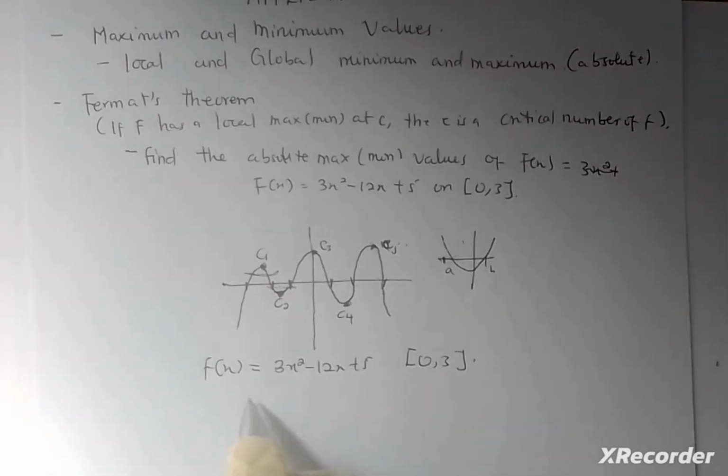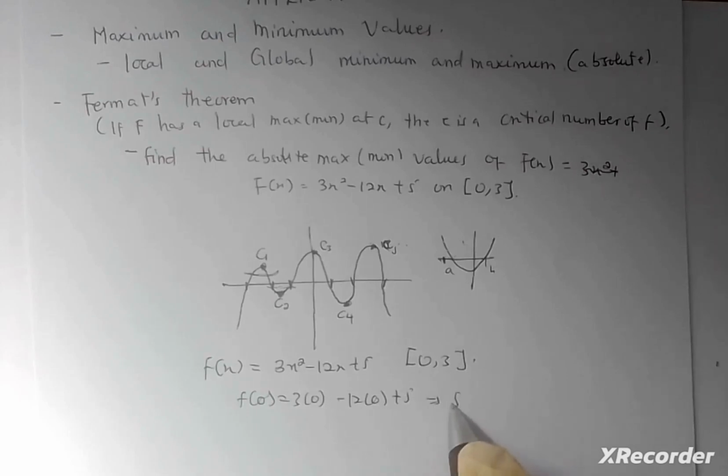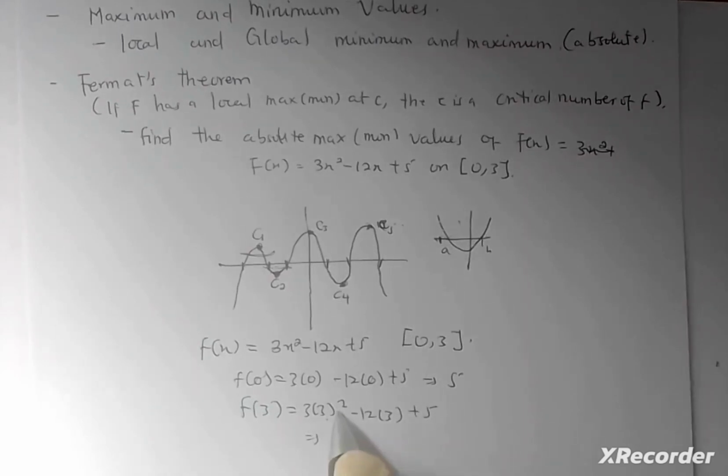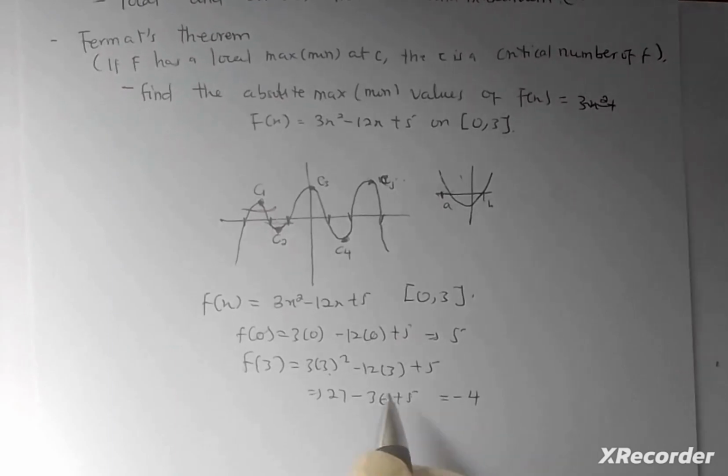So let's go ahead and put 0. F of 0 is simply 3 open bracket 0 squared minus 12 open bracket 0 plus 5. This is going to give me 5 because here will be 0, here will be 0. F of 3 is simply 3 multiplying 3 all squared minus 12 open bracket 3 plus 5. This should give me 3 times 9, 27, minus 36 plus 5. This is going to give me negative 4 because I'm going to get 32 minus 36, which is equal to negative 4.